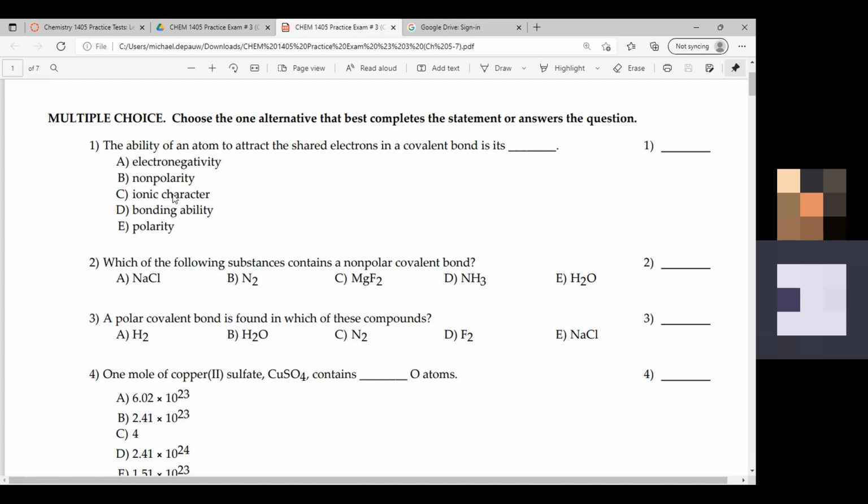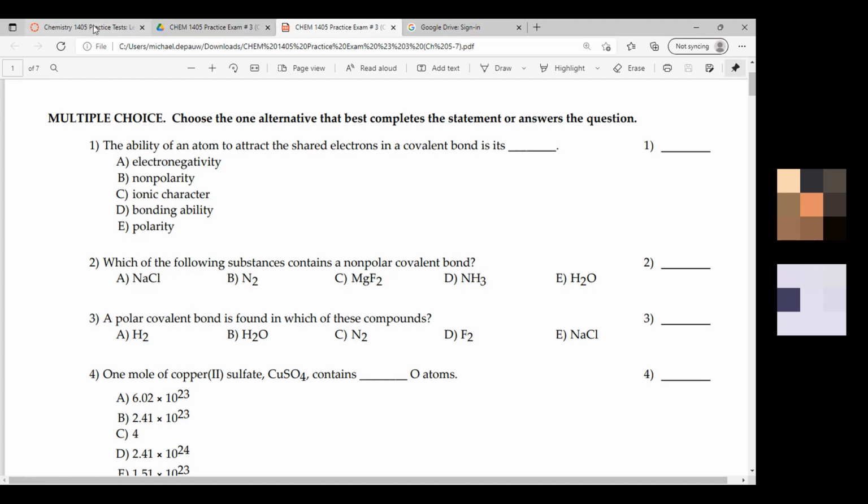The only way you can really have a true nonpolar covalent bond is if the electronegativities of the elements are the same. And that generally only happens if an atom is bonded to another atom that's identical to it.